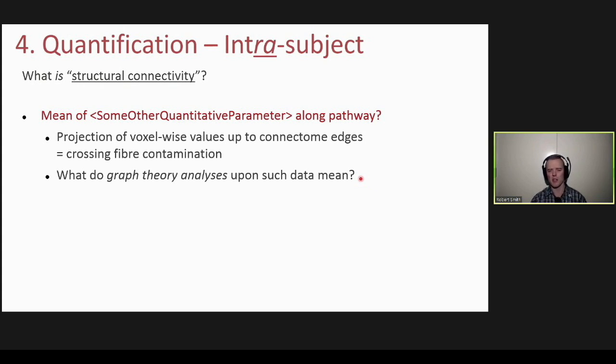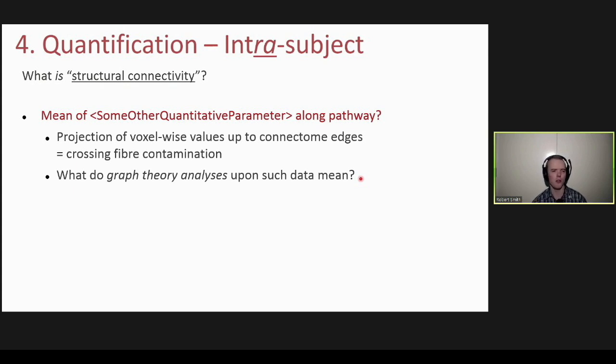So basically what's happening here is you're taking a quantitative image and kind of projecting that up into the space of your connectome edges. So there can be an issue there if you've got a voxel-wise quantitative measure, but have performed tractography including crossing fibres. You have the effect where a genuine biological effect in one crossing fibre bundle is going to influence what you quantify in the other crossing fibre bundle.